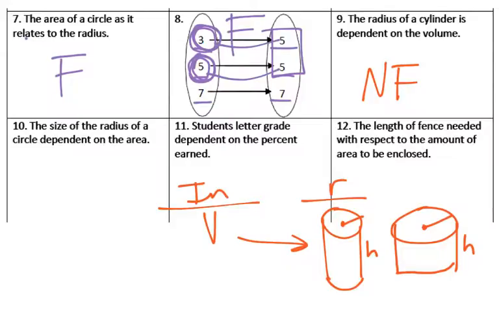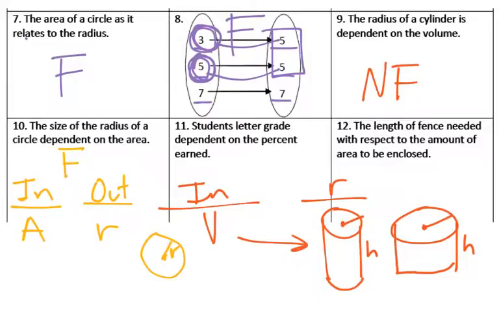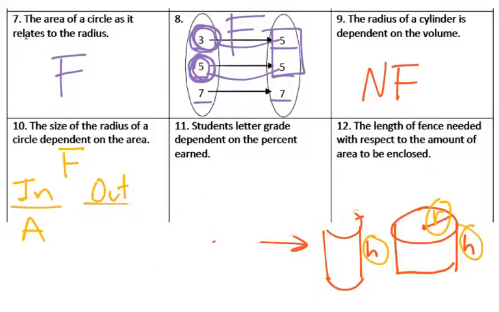Okay, number 10, the size of the radius of a circle depends on the area. So the area, again, is the input. The radius of the circle is the output. Now once again, with a circle, there's only the one factor, the radius. Pi stays the same, it's just the radius. So this one would be a function because there's nothing else. Like with the volume, you had two variables, the radius and the height. Because of the two variables, you could have different outputs for the same input. In that case, for this one, no. For just a circle, no. So it's still a function.